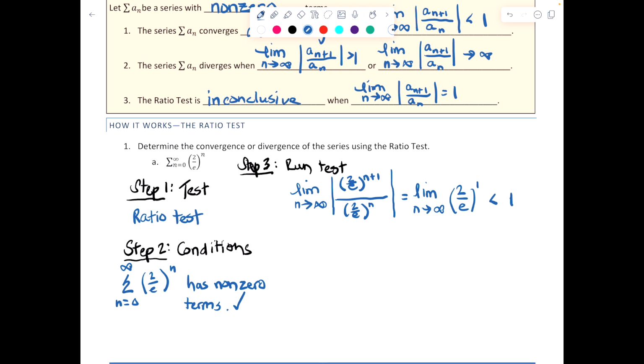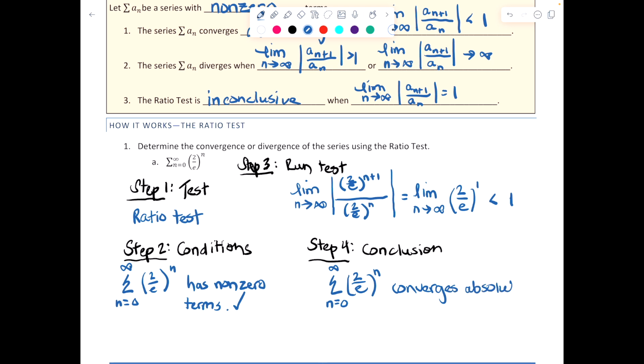And so our conclusion will be the summation as n goes from 0 to infinity of 2 over e to the n converges absolutely by the ratio test. And we're done. Cool, cool? All right, excellent.